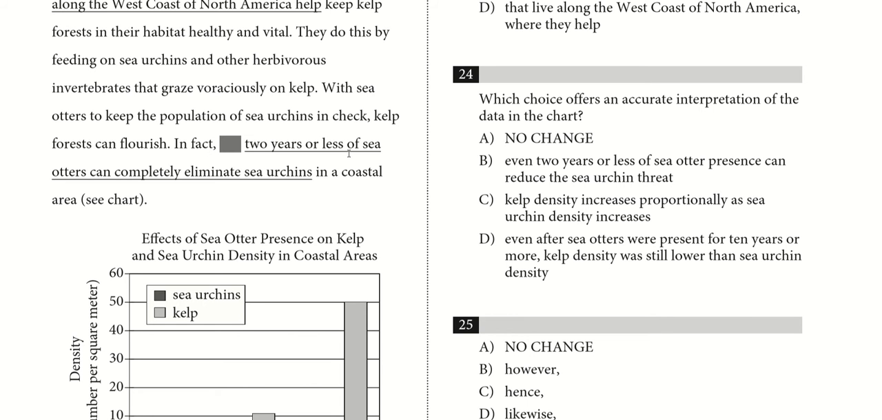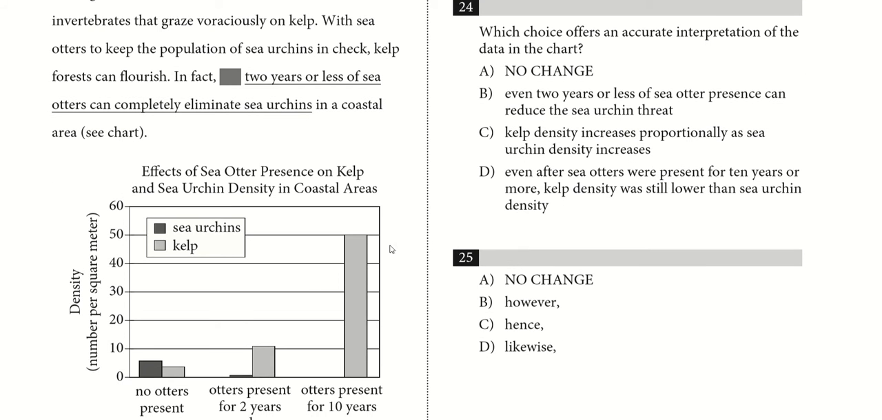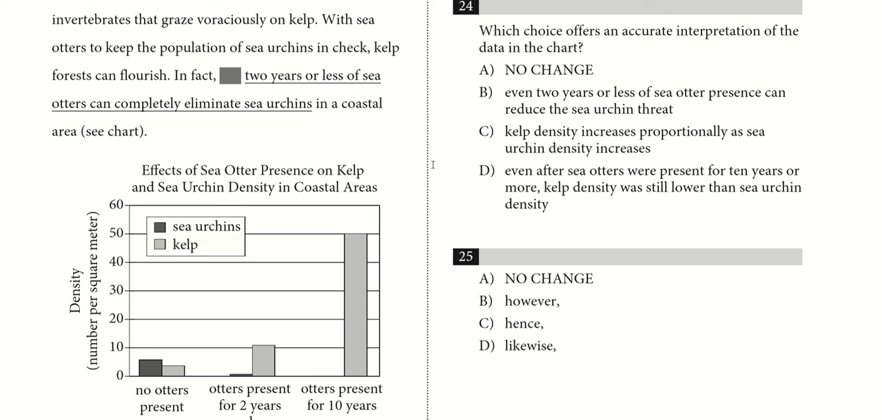In fact, 2 years or less of sea otters can completely eliminate sea urchins. Is that the case in the graph? No. Here we have otters present for 2 years or less, and here you still have some small presence of sea urchins, right? So this is not a correct interpretation. So we don't want A.